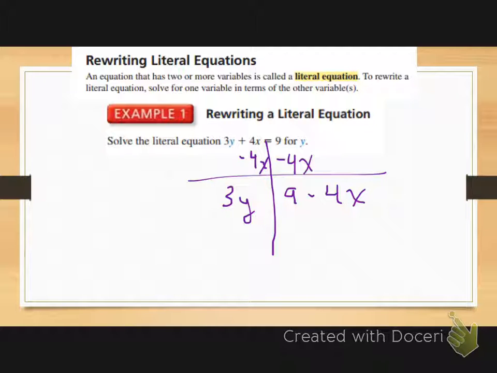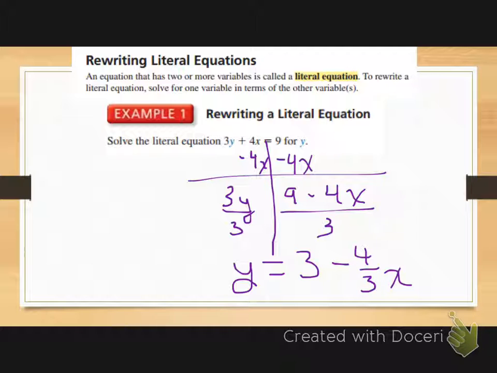And then to isolate the y, we just need to divide by 3. And remember, we're dividing everything by 3. So y equals, well, you could simplify here and say 9/3 is 3, minus 4/3 x. That is rewriting it in terms of the other variable. So if you wanted to know what y was and you were given x, now you can just solve.